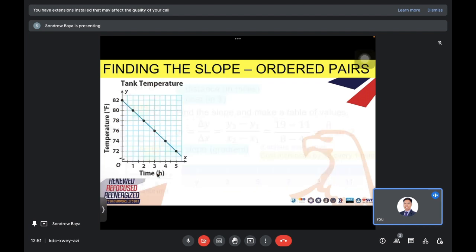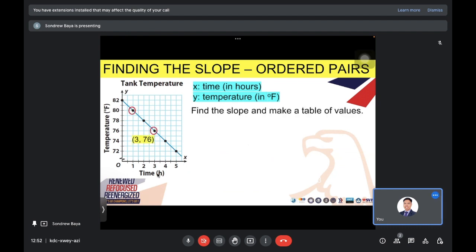How about for this one? So similar thing, X here is the time in hours, whereas Y here is the temperature in degrees Fahrenheit. So we know already that we need to find 2 points here. Let's say this is the first point, this is the second point, and we need to find the change in Y over change in X. Again, according to increasing values of X, this would be our second point. That's why we call this your X sub 2 and Y sub 2, and this must be the first point, X sub 1, Y sub 1.